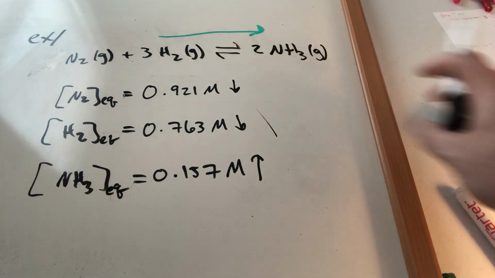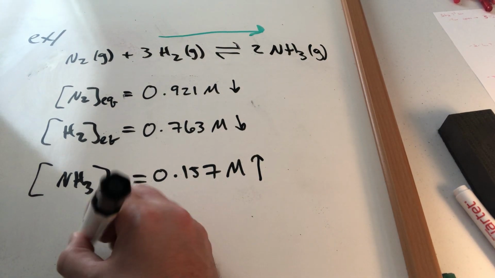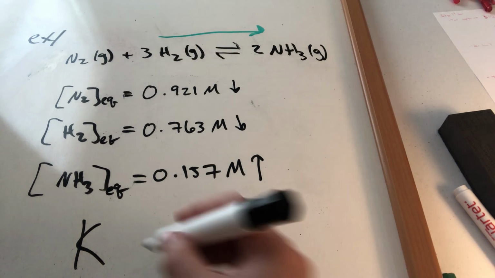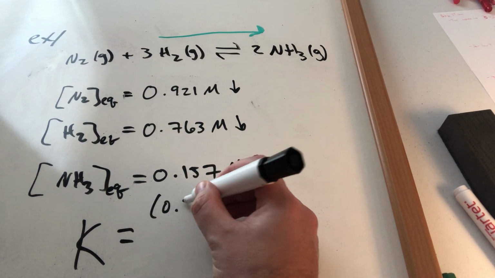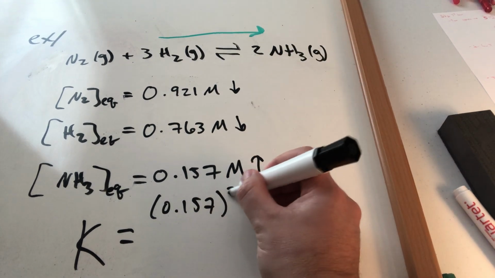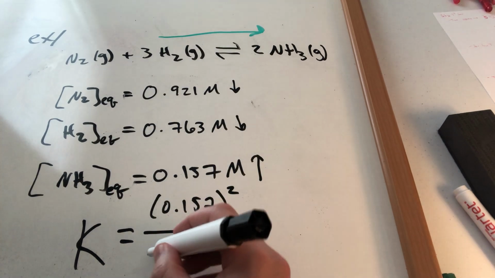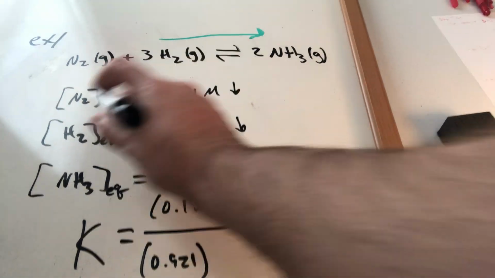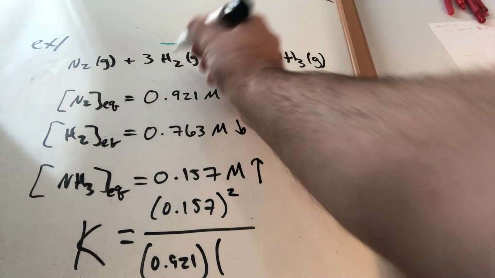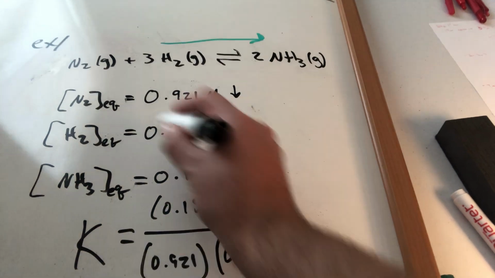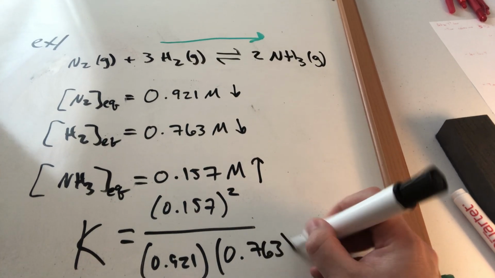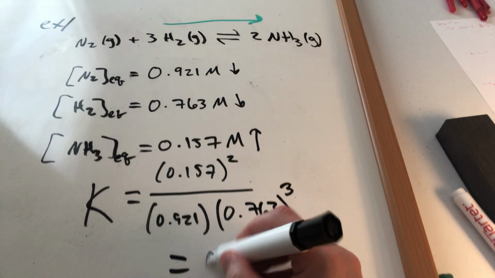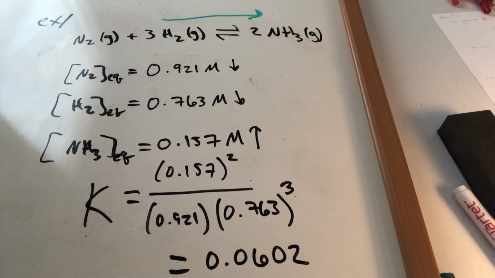Now we do have equilibrium information, and now we can actually calculate a K with this. Remember, initial information is given to our Q, but equilibrium information is given to our K. So if I take 0.157 and square it, and divide by my N2, 0.921, notice I'm not using units here. We get to pretend these are unitless. My 0.921 is raised to the first power. Take my H2 information at equilibrium, that's why I'm allowed to calculate a K, I'm using equilibrium values, 0.763, and cube it. What you get out for K is a number, 0.0602, with the correct number of significant figures.